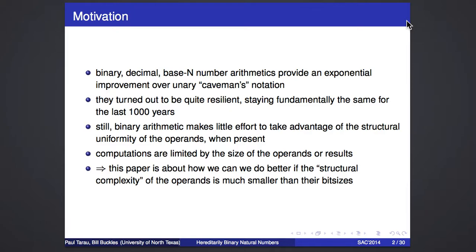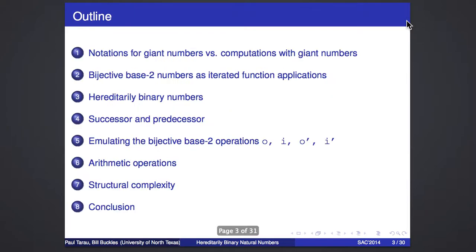And what we are trying to do here is about how we can do better if the structural complexity of the operands is much smaller than their bit sizes. Not for all the numbers this happens. It happens for a few, but very important ones, and then the complexity gains will be arbitrarily high, actually.